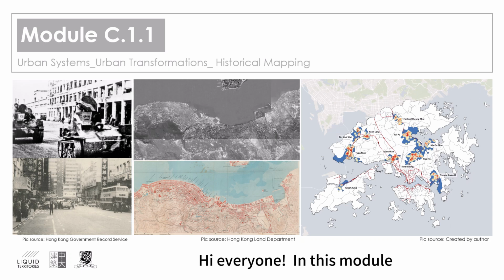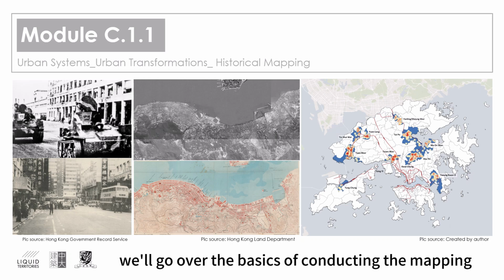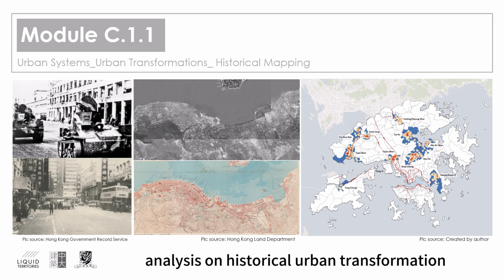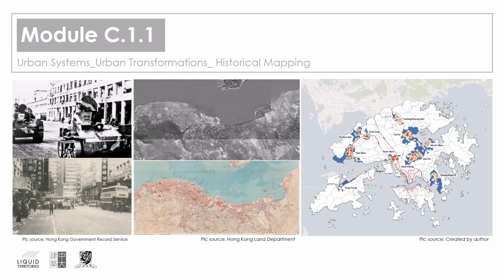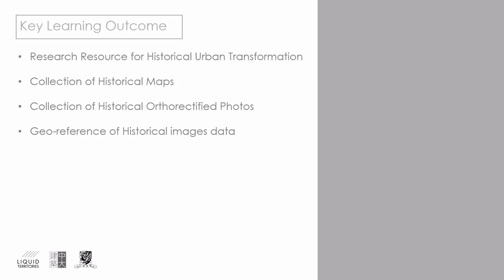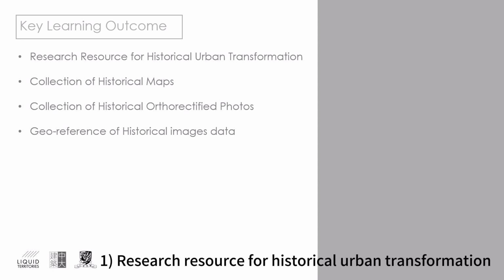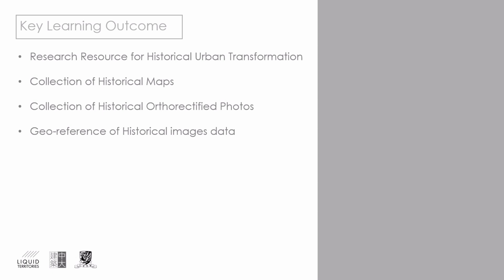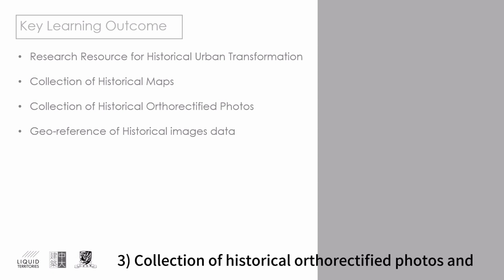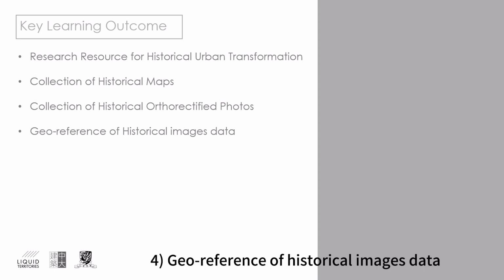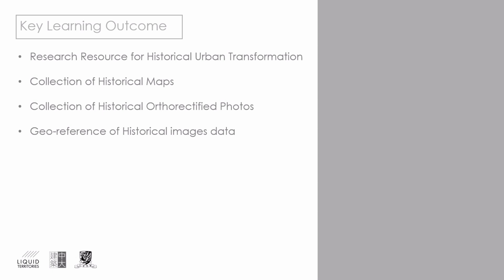Hi everyone! In this module, we'll go over the basics of conducting the mapping analysis on historical urban transformation. After completing this introduction, you will better understand the following. 1. Research resource for historical urban transformation. 2. Collection of historical maps. 3. Collection of historical orthorectified photos. And 4. Geo-reference of historical images data.